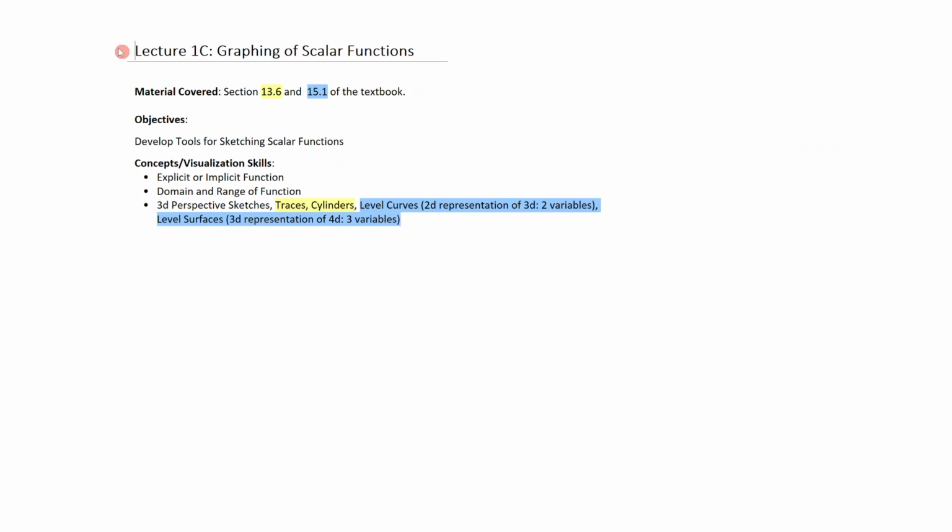What do we mean by the domain and range of a function? And then the various approaches for sketching, which include 3D perspective diagrams, traces, and cylinders. And level curves when we're talking about a 2D representation of a 3D problem, which involves two variables, or level surfaces, which is a 3D representation of 4D, which involves three variables.